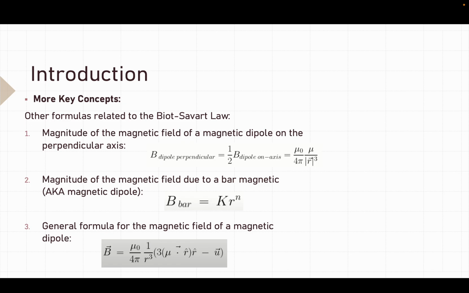Another key concept: we have the magnitude of the magnetic field of a magnetic dipole on the perpendicular axis. We have the magnitude of the magnetic field of the bar magnet, which is the magnetic dipole. And we also have a general formula for the magnetic field of a magnetic dipole.